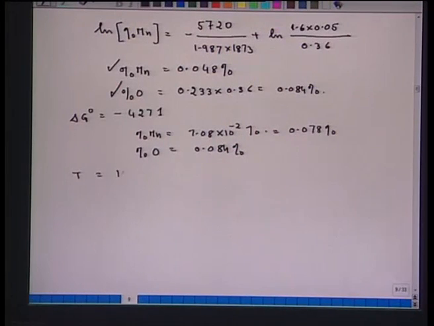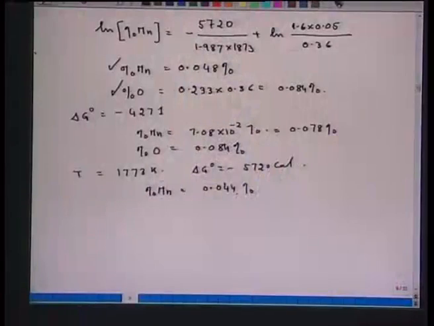Now, for example, if I want to illustrate that low temperature favors the oxidation of manganese, what I do now, I take T equal to, for example, 1773 Kelvin, and I use delta G naught value as minus 5720 calorie. Then I will be calculating percentage manganese, that will come equal to 0.044%, and percent oxygen in equilibrium with this temperature is equal to 0.054%. Now, this value is to be compared with the 0.048% earlier for 1873. Now, we are getting 0.044%. That means decrease in temperature favors oxidation of manganese.